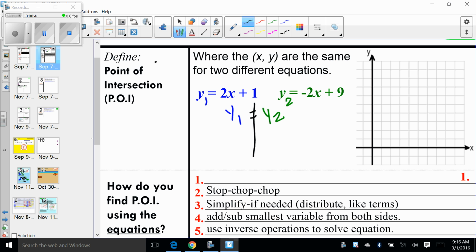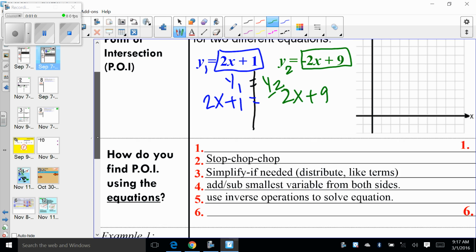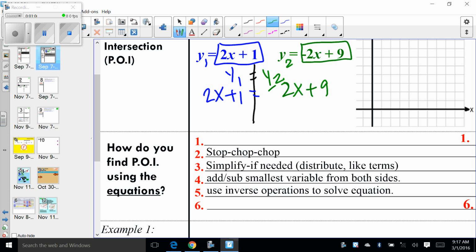As I start to solve this, I'm going to eliminate the y values, and I'm going to substitute in 2x plus 1 in for y1. Notice I dropped off the y values. In for the y2 value, I'm going to substitute in negative 2x plus 9. So here we go. We have a multi-step equation with a variable on both sides.